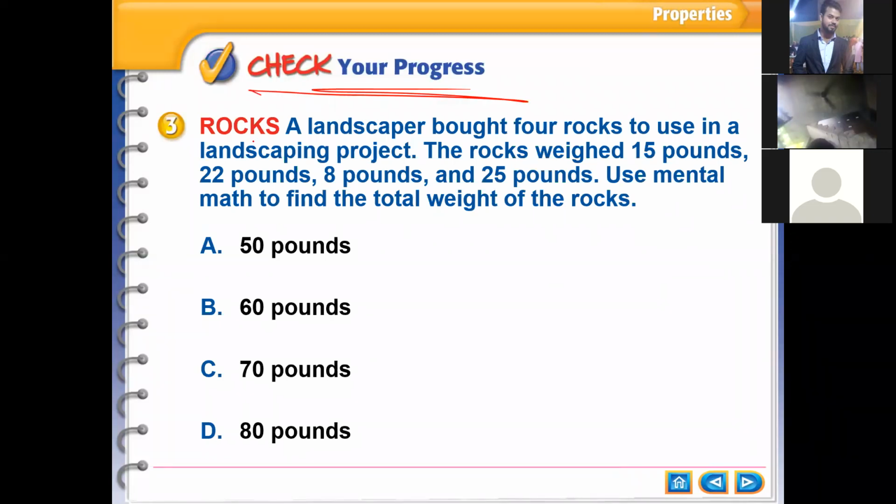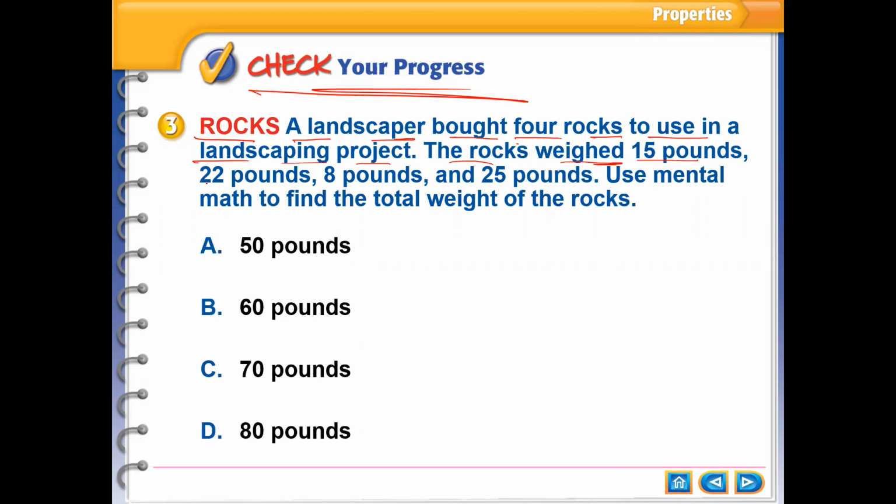Now we will check our progress. Rocks. A landscaper bought 4 rocks to use in a landscaping project. The rocks weighed 15 pounds, 22 pounds, 8 pounds, and 25 pounds. Use mental math to find the total weight of the rocks. Can you do this in just 2 minutes? After 2 minutes, I'll start explaining this.